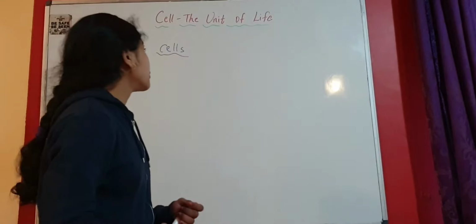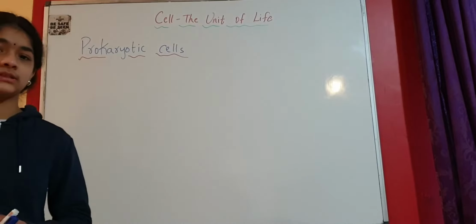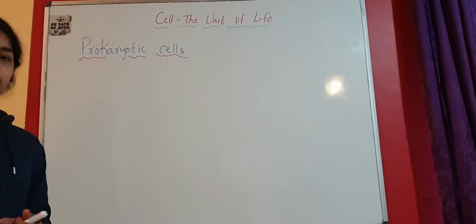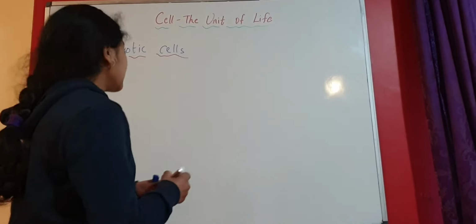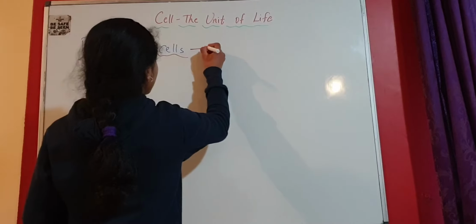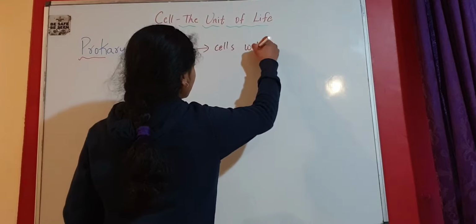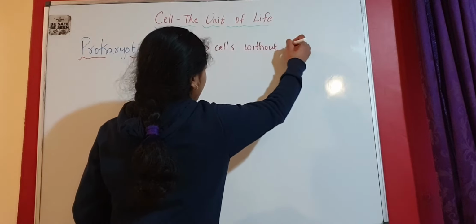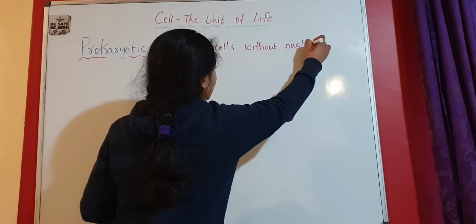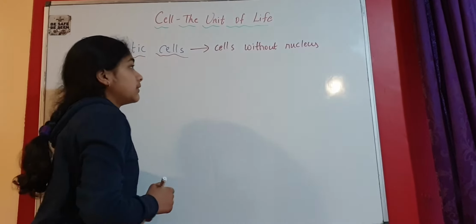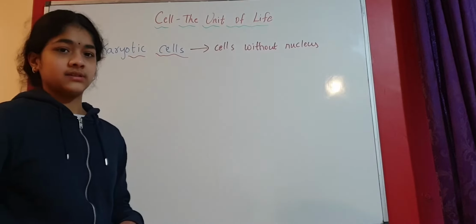In this part, we are going to talk about prokaryotic cells. First, what are prokaryotic cells? Prokaryotic cells are the cells without a nucleus. Now we know the nucleus controls the activity of the cell.